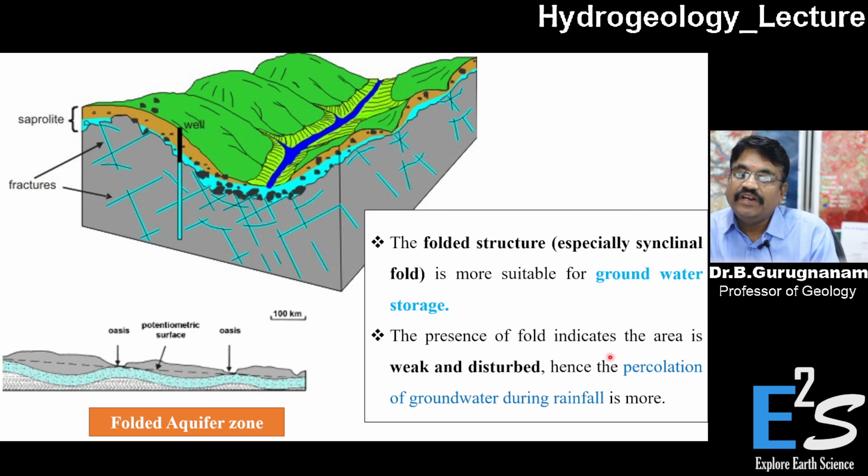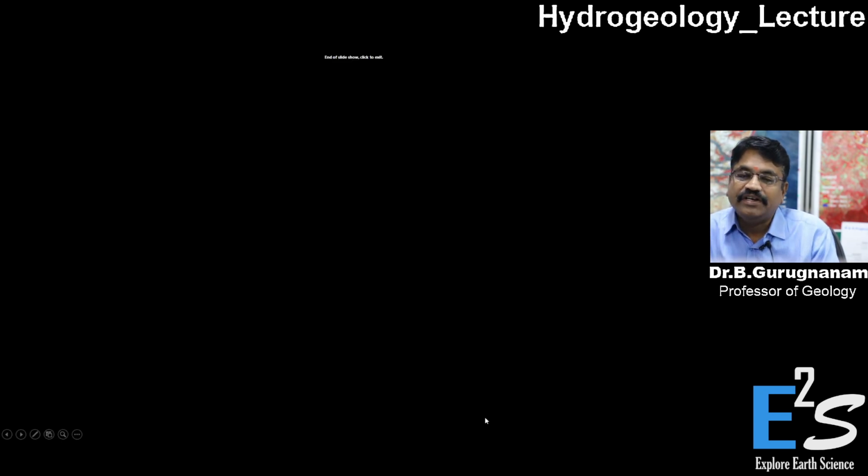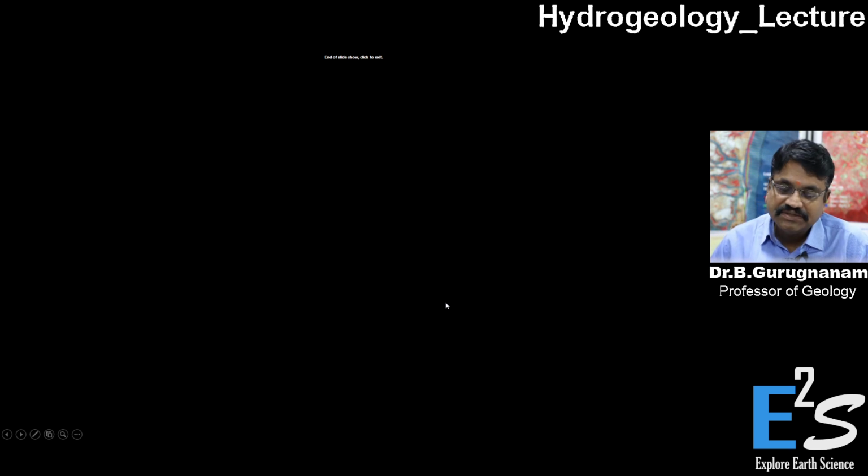The presence of a fold indicates that the area is weak and disturbed, hence percolation of groundwater is more in folded regions. So with this, we will now understand how the fold is controlling, how the fault is controlling, how the unconformity is controlling, how the fracture system is controlling. The geologist should first know this when he takes up any groundwater exploration study. So structure plays the prime role in controlling the movement of groundwater.